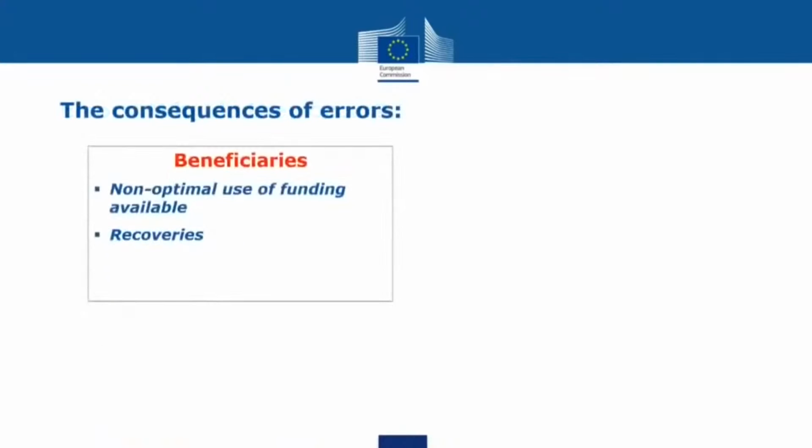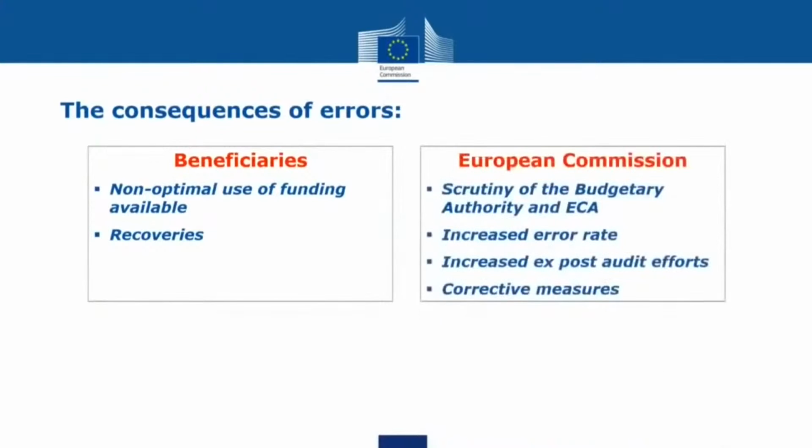The consequences of error are, of course, negative ones for beneficiaries. This can be the non-optimal use of funding available, and this may lead as well to recoveries, of course. Not only for beneficiaries, for the European Commission services as well, the scrutiny that the European Court of Auditors can apply to the budgetary authority in charge of the Horizon 2020 actions. There could be an increased error rate as well, of course, increased ex post audit efforts to detect such errors, and eventual corrective measures that may be applied.